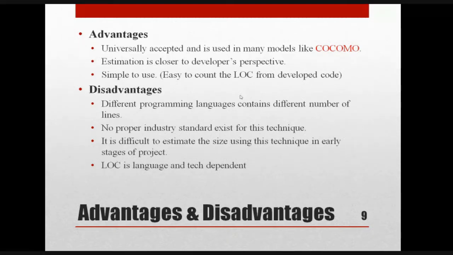Estimation is closer to the developer's perspective because you are actually counting the lines of code which the developer is going to implement, right? So the estimation will be very close. There won't be any changes. If you are estimating for 2 months, that 2 months will be exactly perfect. It won't go beyond that, and it won't go before that. So estimation is closer to the developer's perspective.